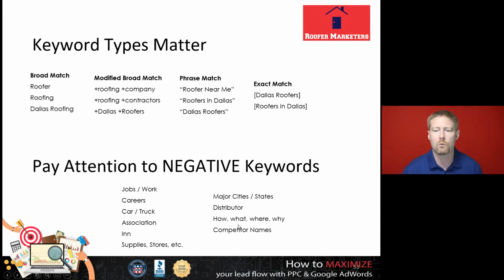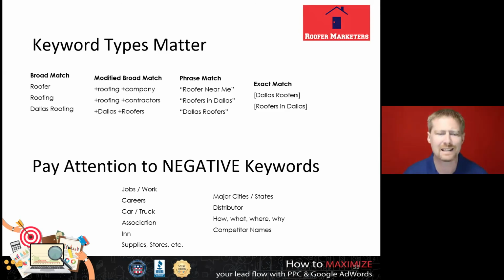Questions like how, what, where, and why. Those are things that are higher up in the funnel, right, that Jason had mentioned earlier. Some of those how, what, wheres, and whys might be higher up in the funnel. Those people might not be ready to buy right now, or are less likely to buy right now. So you don't want to target those things. You definitely want to negative keyword out your competitors' names.